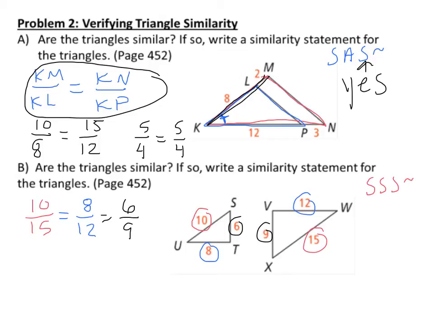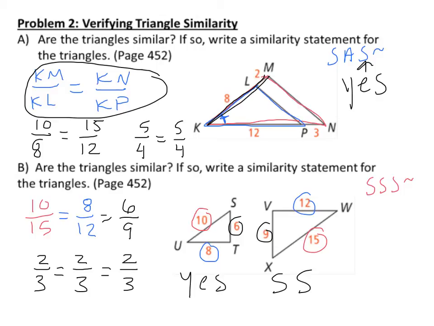First one, both of those can be divisible by 5. That's going to be 2/3. Second one, both of those can be divisible by 4. So that's going to be 2/3. Last one, both of those can be divisible by 3. And that's going to be 2/3. What? They're all the same. So yes, it's going to be side, side, side similarity.